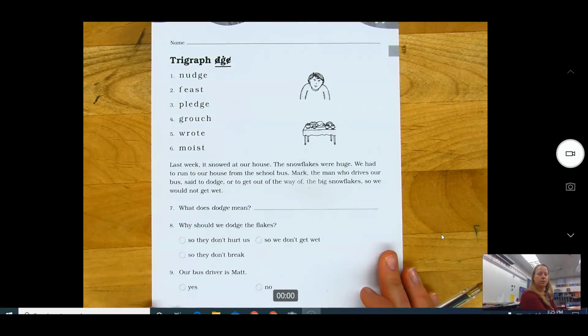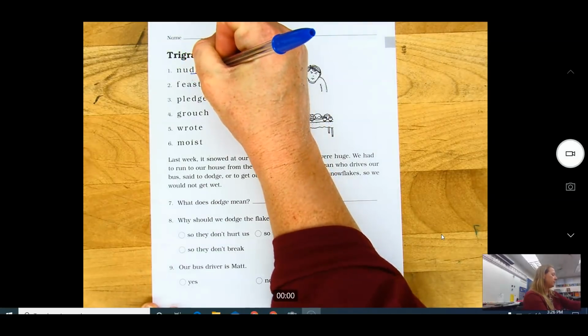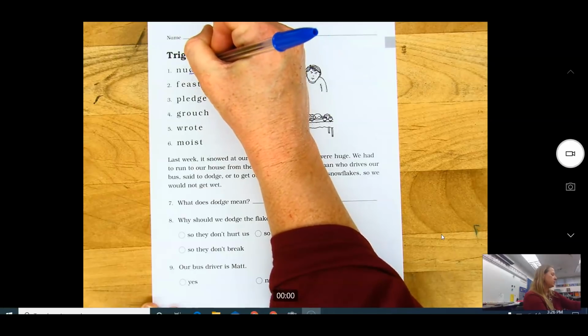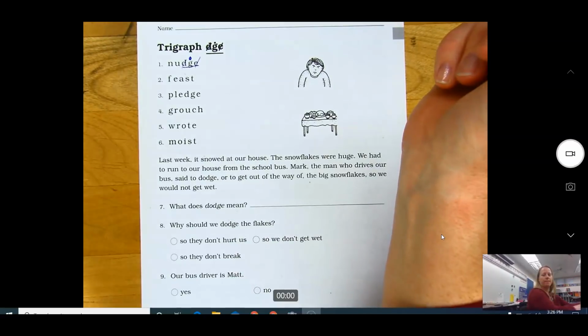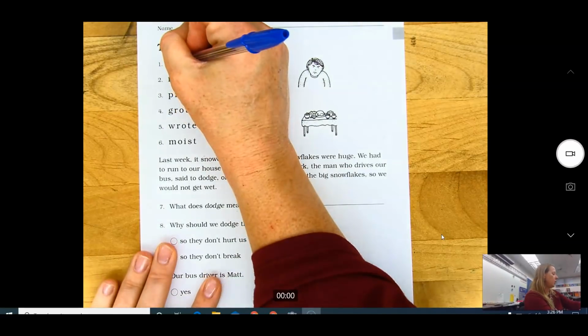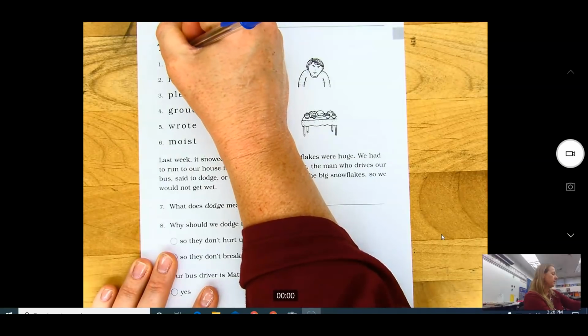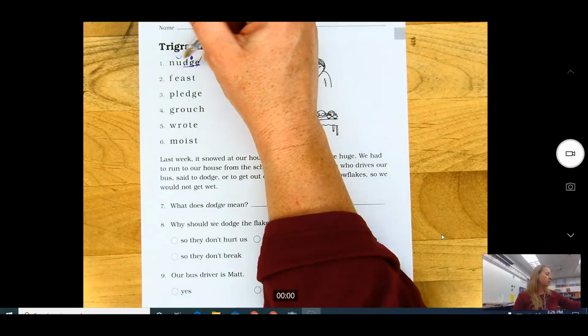Okay, we just learned about trigraph DGE. So we underline a trigraph. We don't hear the G, the D, or the E. Code the G with the dot because it sounds like a J, right? Sounds like a J. And then our U is followed by a consonant, we code it with a breve. Now I know how to say this word, and it says N-U-J, nudge.